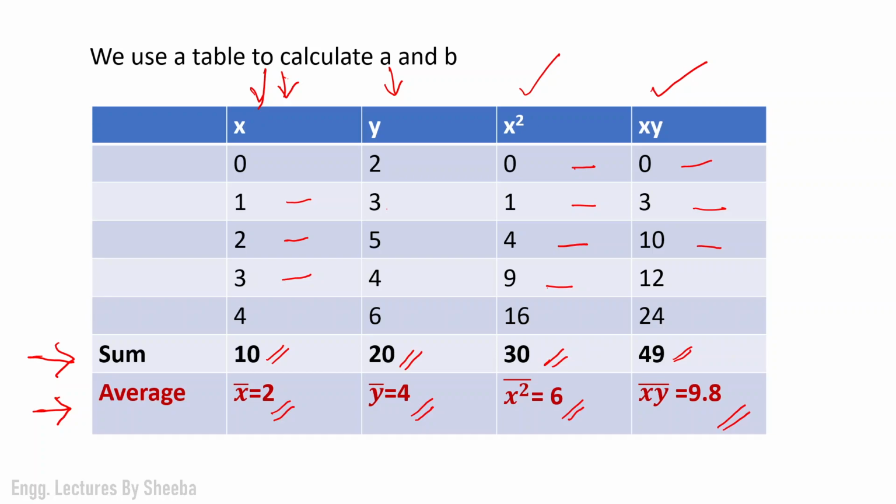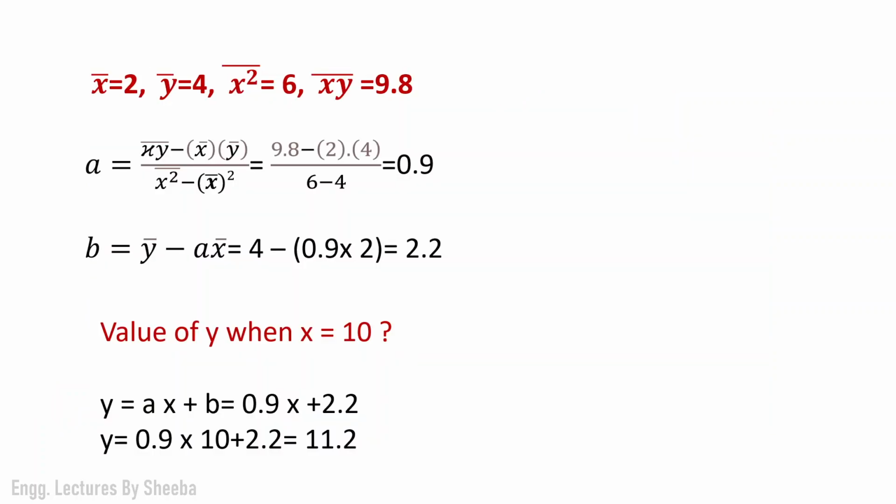Now what will we be doing? We will substitute these values in the equation for a and b. So now you got all these values from the table, and you know this is the equation for finding a. So xy bar, we already know it is 9.8. What is this x bar? We already have it, it is 2. And what is y bar? It is 4. So 2 into 4, divided by, what is the x square bar? x square bar is 6. So you can write 6 here. Then what is this x bar square?